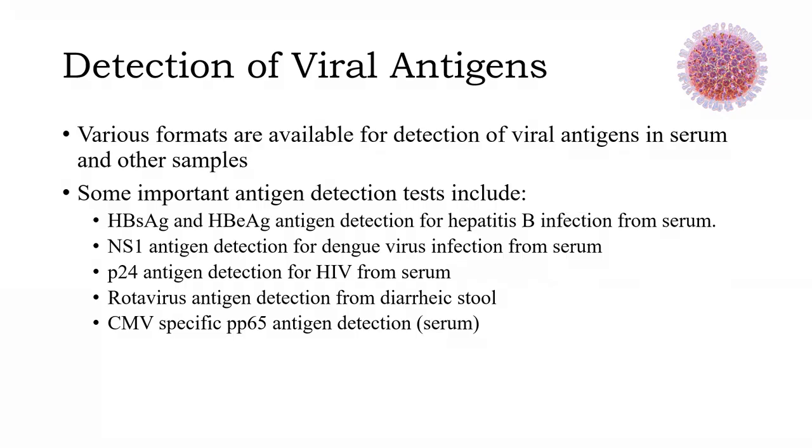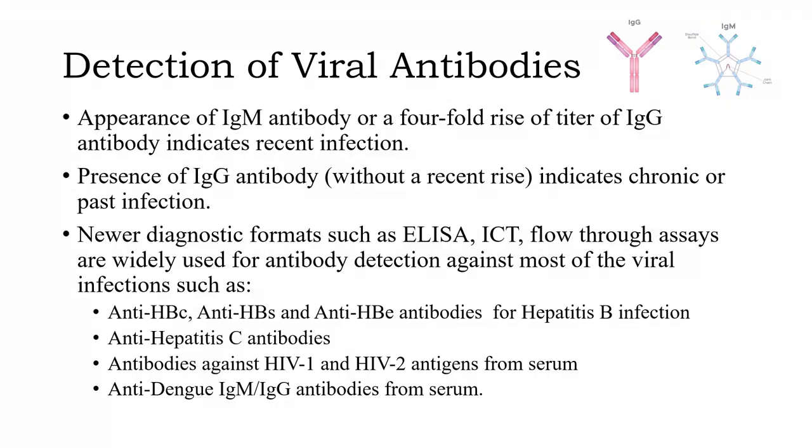Then you have viral antigens. Sometimes you will be able to directly detect viral antigens from the serum. For example, you have HBsAg and HBeAg for hepatitis B infection. You have the NS1 antigen, the earliest marker in dengue virus, P24 for HIV, rotavirus antigen in diarrheic specimens of infection, and the cytomegalovirus specific pp65 antigen can also be viewed.